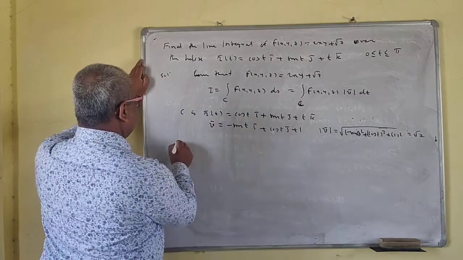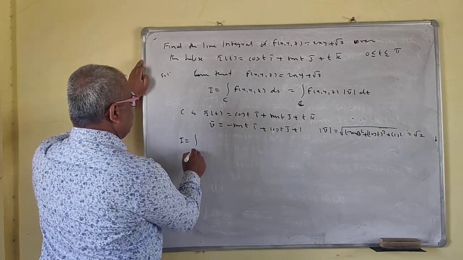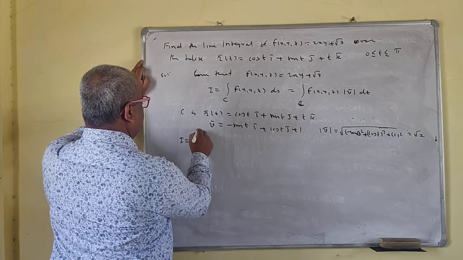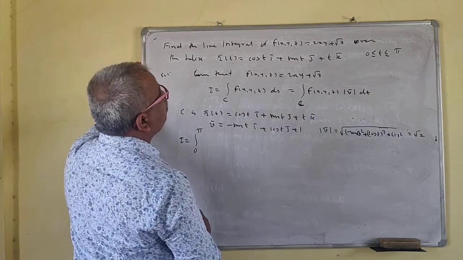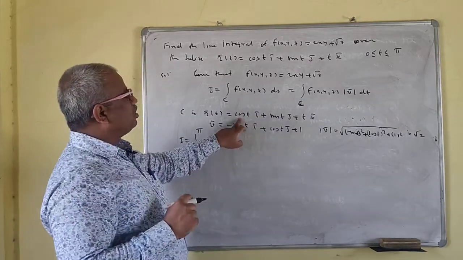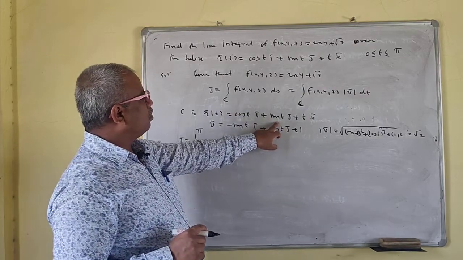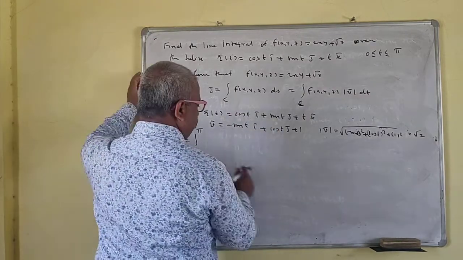So therefore I is equal to the integration from 0 to pi now. So f of this, you have to put x is equal to cos t, y is equal to sin t. We'll write it somewhere.